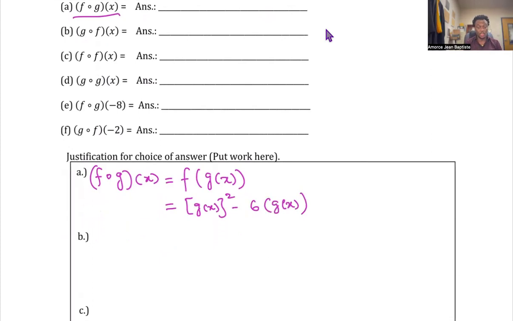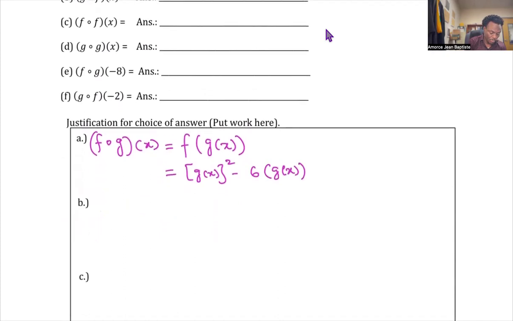Replacing x by g of x. So that would be x plus 1, which is g of x, squared, minus 6 times x plus 1. You can leave it like that, or you can expand it.